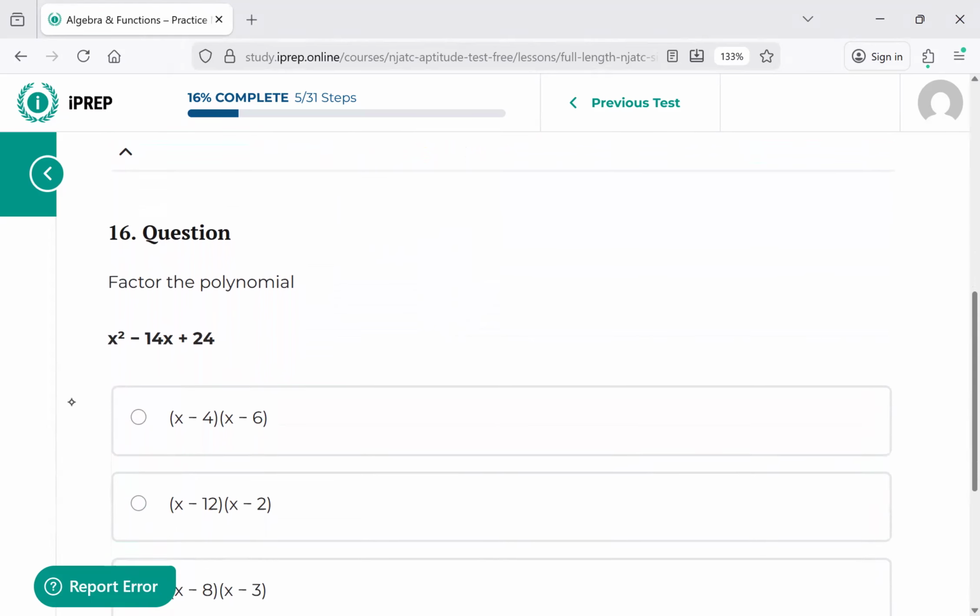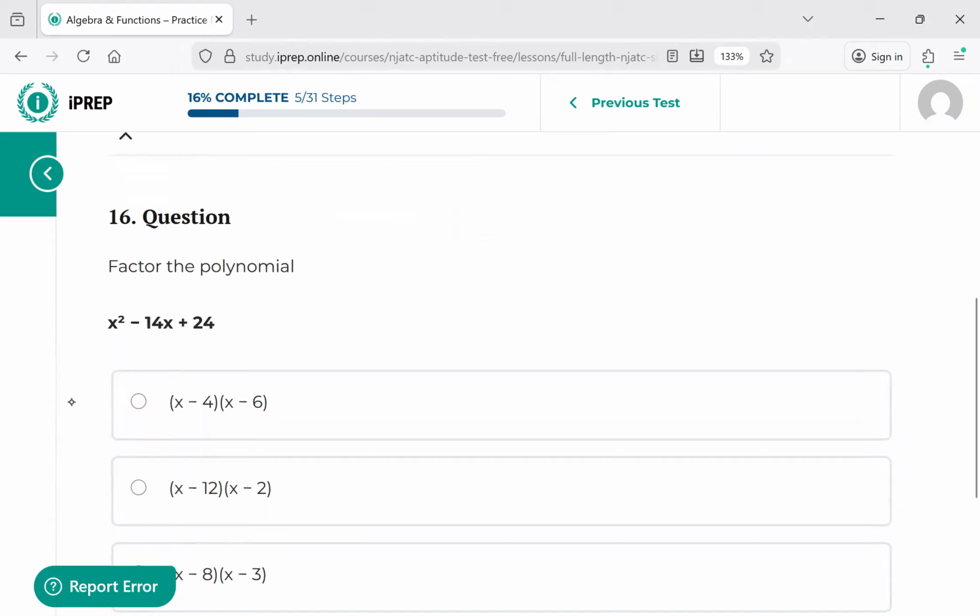Okay, 16, factor the polynomial. So the technique is called simple factoring because the A value is 1. You're going to write out your two parentheses. You're going to put an X here, an X there, because when you FOIL it out, you want an X squared, right? And then put a little blank space, and then this is where it can get tricky.